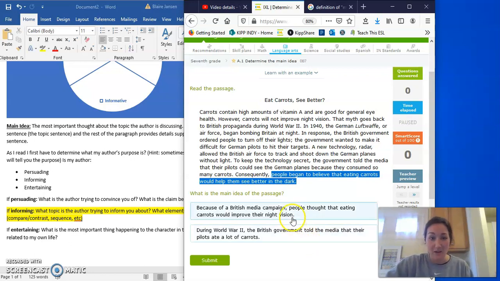Obviously, it's one, we see this big signal word because of this, the British media campaigning about this element of this lie, so to speak. Due to this happening, the effect was people thought that eating carrots would improve their night vision. I figured out what the text type was. It was informative. Then what type of informative text it was. It was cause and effect. The only cause and effect sentence in this answer option is 1.